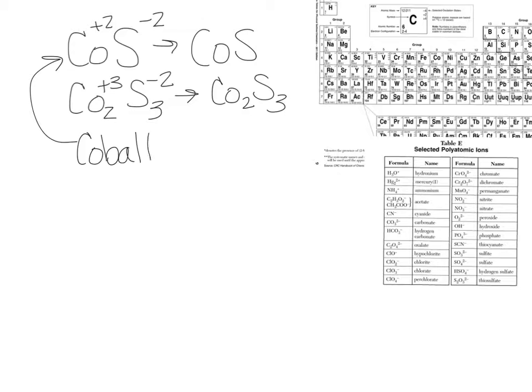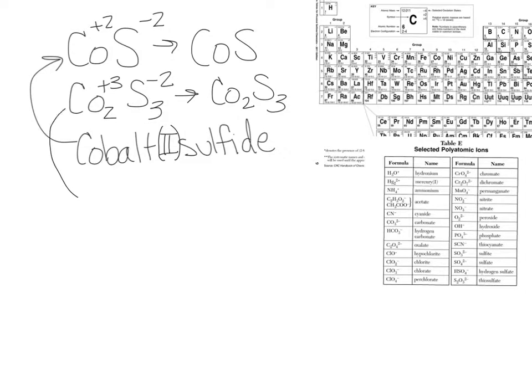And I'm going to leave a little space, just in case. And then because it is a binary compound, there's only the 2 elements in it, I'm going to change sulfur's last syllable to "ide." Now I want to be sure that you understand that this is cobalt with a +2 on it. So now I'm going to go back, and in between the cobalt and the sulfide, I'm going to put the oxidation number of cobalt as a Roman numeral.